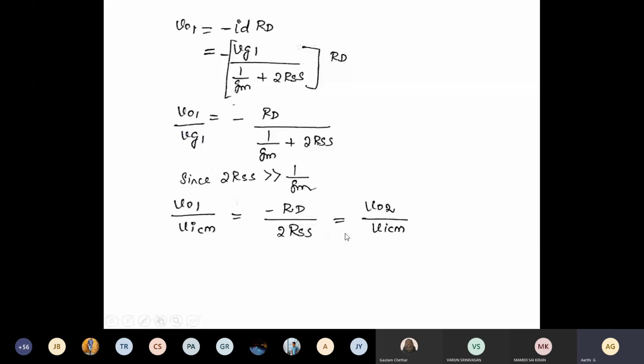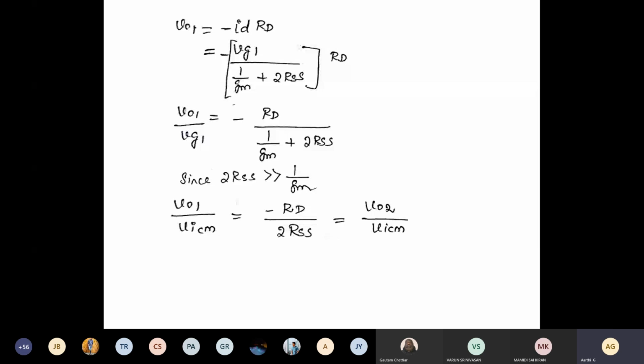Since we are now analyzing only one half, this is going to be the same for the other half also. So V02 by VICM will be the same as V01 by VICM, which is minus RD by 2 RSS. This is the gain for the single-ended case.